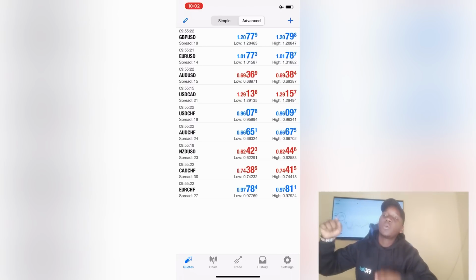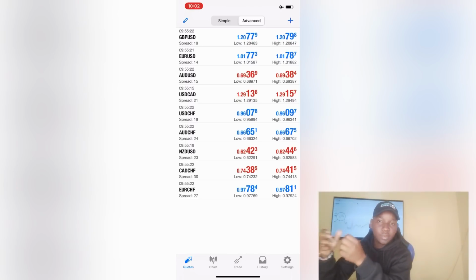NAS 100 has 100 companies coming together to form a pair to be traded in the Forex market. US 30 has 30 companies, 30 stock companies coming together to form an index to be traded in the Forex market, as well as US 500.